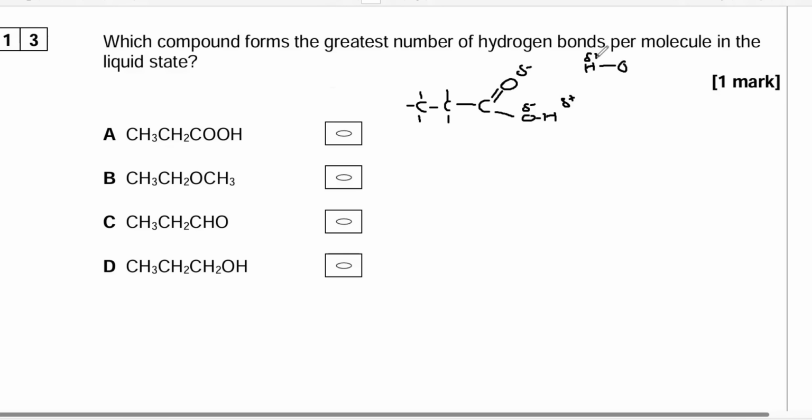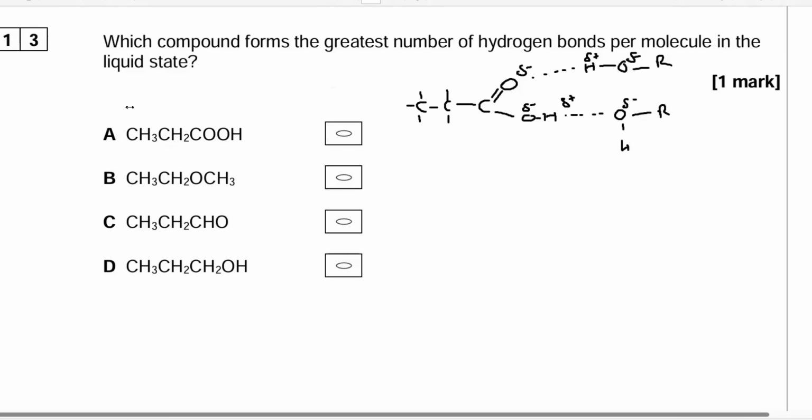But the beauty of the carboxylic acids is they also get some hydrogen bonding forming between the oxygen on the carbonyl group of one and the hydrogen on the alcohol part of another carboxylic acid. I'm not going to draw the full thing out, just going to put R there, but there should be a carboxylic group there as well. So you can see there's a hydrogen bond, and then the hydrogen on the alcohol bit can form a hydrogen bond to the OH on another carboxylic acid.